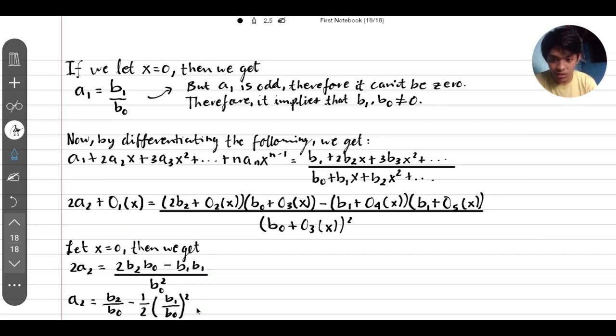Therefore, we can now rewrite this as a sub 2 is equal to b sub 2 all over b sub 0 minus a sub 1 squared all over 2, or it is just equivalent to a sub 1 squared divided by 2 plus a sub 2 is just equal to b sub 2 over b sub 0.